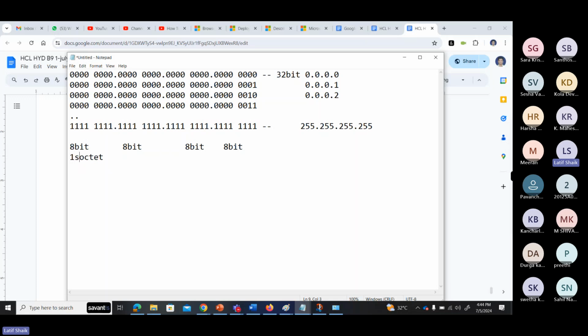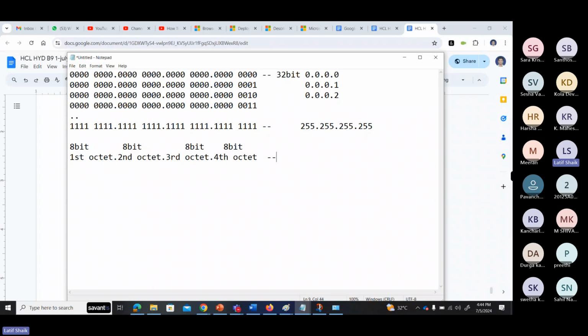The first one we call the first octet, then the second octet, and then the third octet, then the fourth octet. So this is the first octet, second octet, third octet, fourth octet. Totally 4 octets are there.